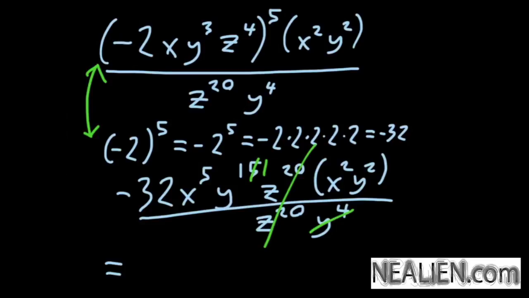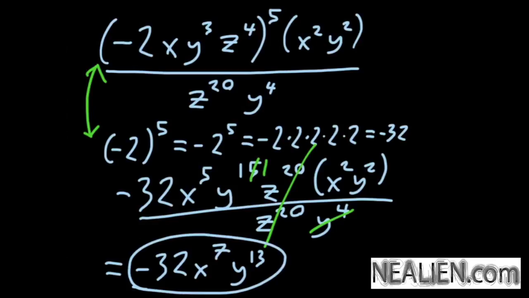Okay, now we combine like terms again. We start with a -32. We just write that down. Now we've got x to the 5th times x to the 2nd. 5 plus 2 is 7. We got y to the 11th times y to the 2. 11 plus 2 is 13. And that's the answer.